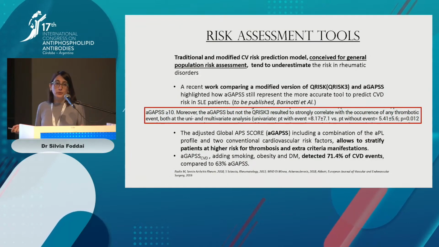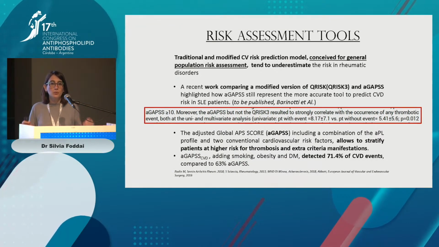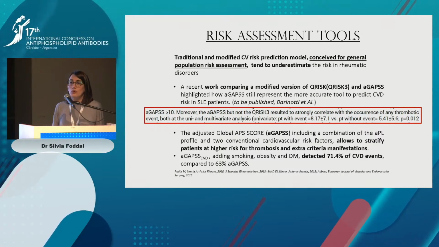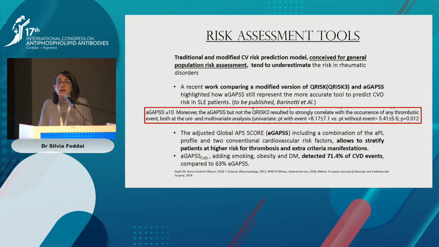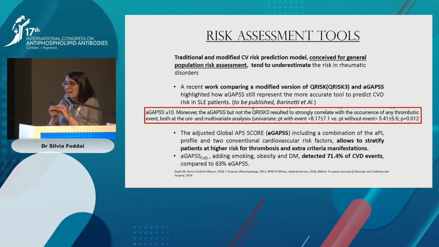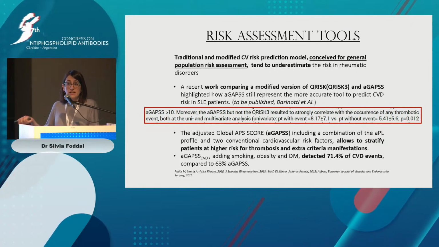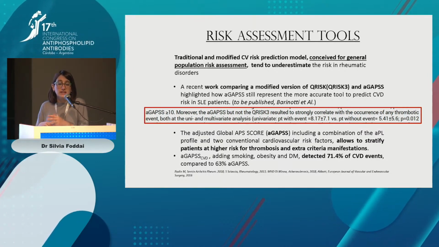But what are our tools? How can we understand which patients are at higher risk and which patients are at a lower risk? What we know right now is that the normal cardiovascular risk assessment tools, the ones that were prepared and thought for the normal population, tend to underestimate the risk in APS. So we try to assess the risk using two different tools, which are the GAPS and the Q-risk, that was recently developed in a way to assess the risk in SLE patients with or without aPL.